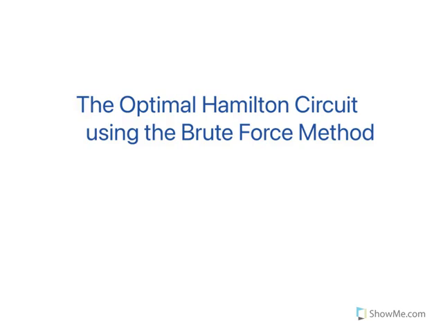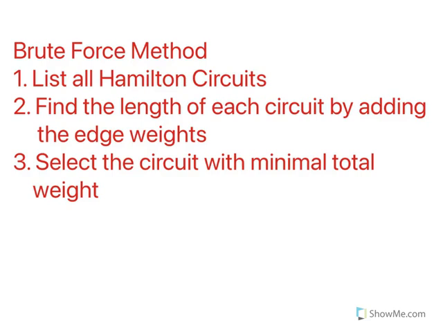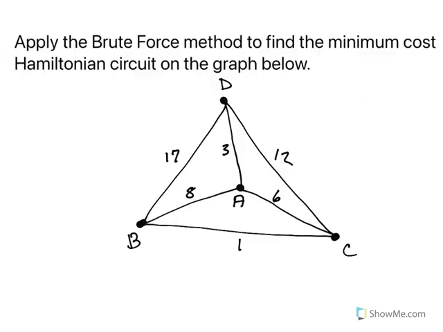Let's find the optimal Hamilton circuit using the brute force method. Now, the brute force method isn't too bad. We're going to list all Hamilton circuits. Then we're going to find the length of each circuit by adding the edge weights. And then we're going to select the circuit with the minimal total weight. Great. I love this. Let's do this.